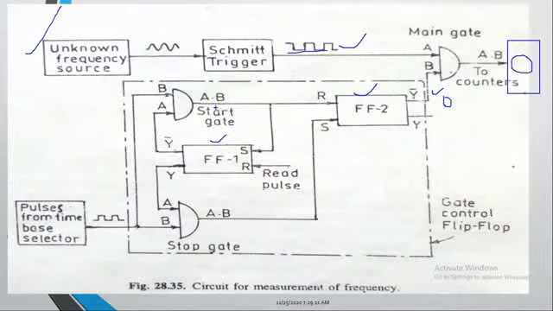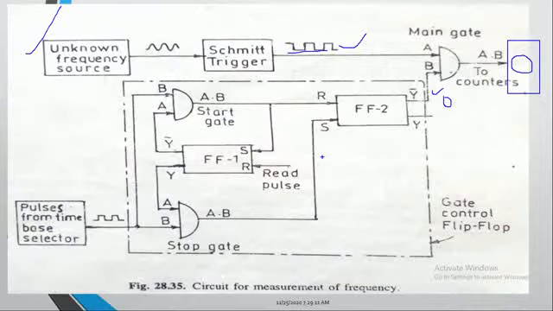this gate takes the responsibility to generate the start signal, which is nothing but the 1. This gate takes the responsibility to stop the gate. This AND gate takes the responsibility to start the gate, which is called the main gate. This AND gate takes the responsibility to stop the main gate. Okay, so now let us see.